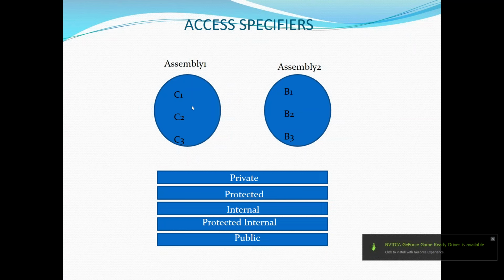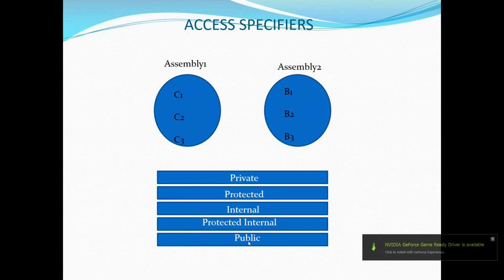So if you are going to store any advertisement related data, irrespective of classes, irrespective of assemblies, irrespective of libraries, basically advertisement data should be accessible to each and every user. So if you don't want to put any restriction, if you don't want to restrict access of your data, if the data has to be accessible to all classes, all assemblies, then it should be defined as public.